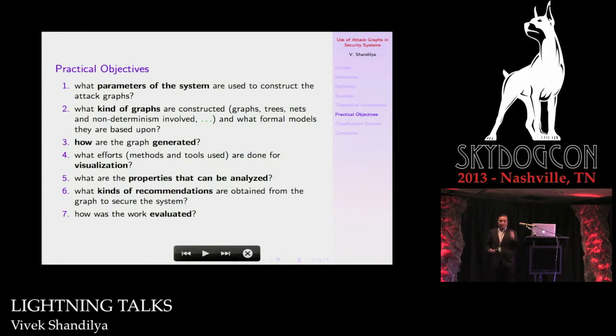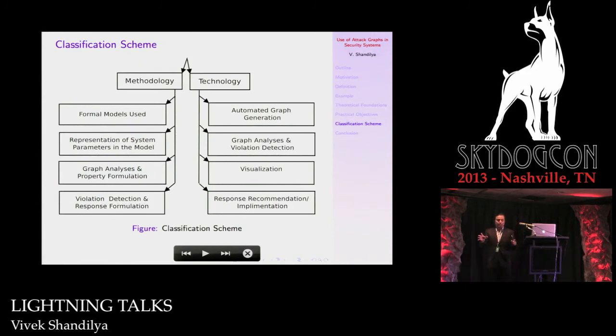And then what are the properties that can be analyzed using those graphs? And after analysis, what kind of recommendations can be generated to fix the problem? Precise, implementable solutions. How effective is that? This is one of the important parameters. And then, how have they actually evaluated their work to show us? So this is the basic survey which we did. And with that, we were able to classify all the works based on these categories.